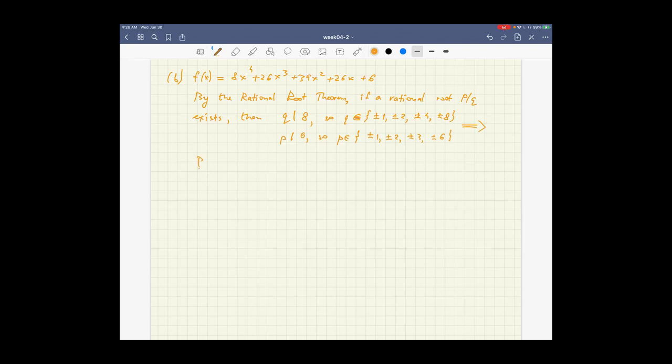Therefore, the ratio P divided by Q is one of the following numbers: plus minus 1, plus minus 2, plus minus 3, plus minus 6. That's when you divide all of these by 1. Now, when you divide all of these by 2, you will get plus minus 1 half. 2 by 2 is 1, which we already have. 3 by 2 gives us plus minus 3 halves. 6 by 2 gives us 3, which we already have.